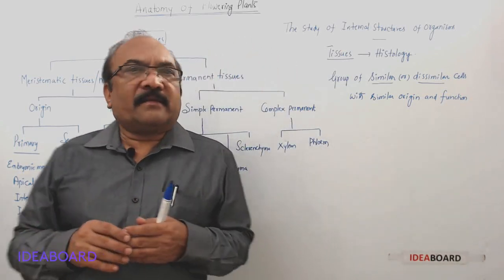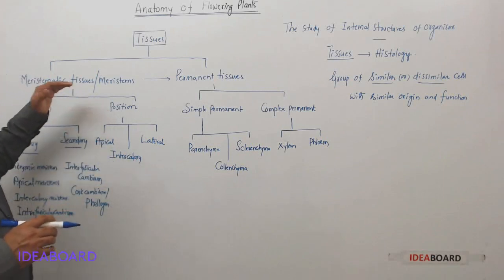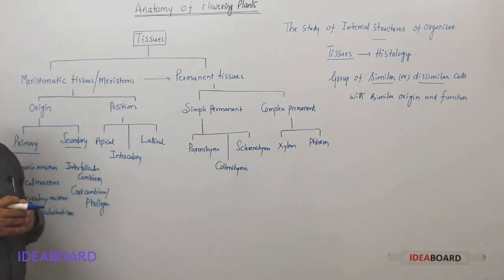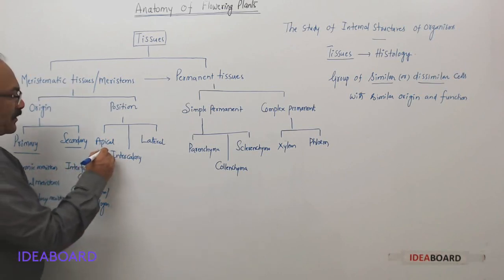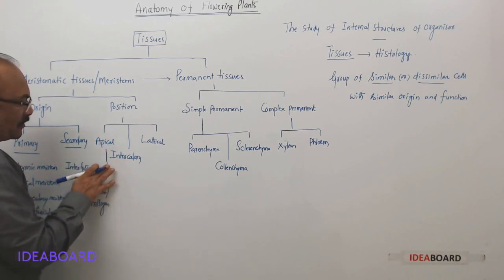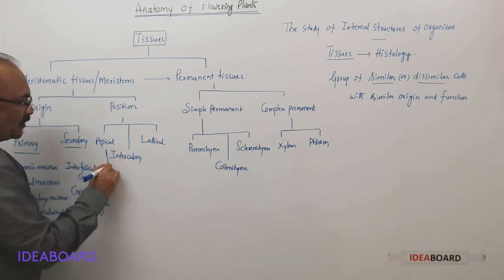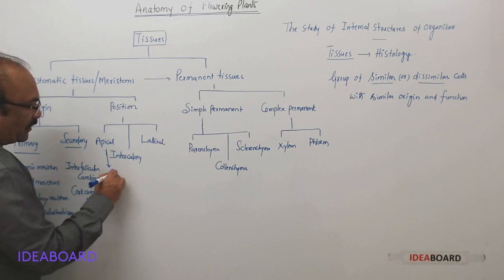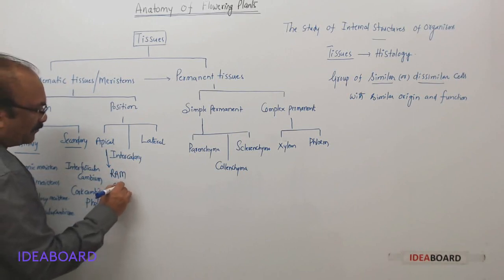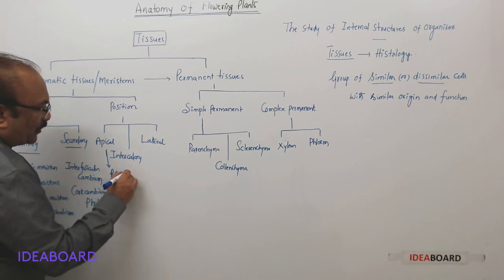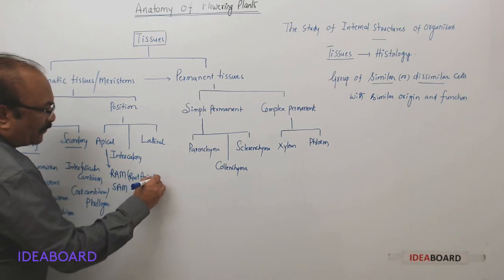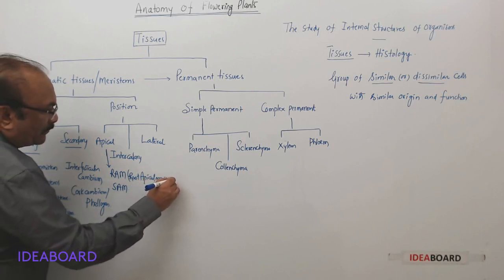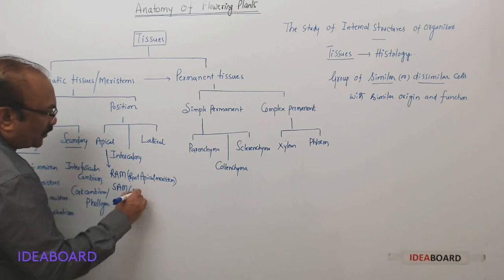And now let us discuss the meristems based on position. In the plant body, based on position, we can recognize three types of meristems. The meristems which are present at the tips of roots and stems are called apical meristems. Already, as I told you, RAM is root apical meristem, and SAM is shoot apical meristem.